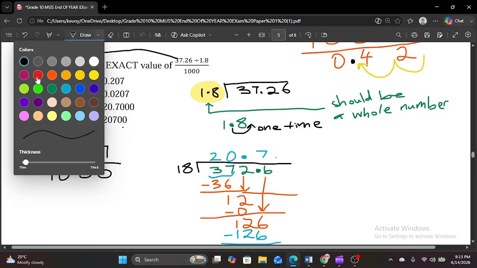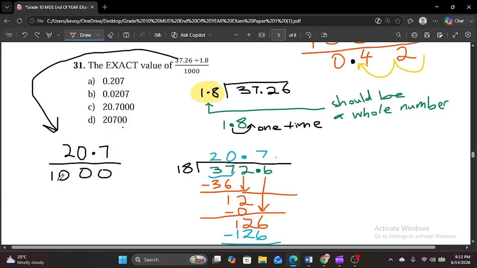All right, so how many zeros are in 1,000? 3 zeros are in 1,000. So because 3 zeros are in 1,000, you're going to move your decimal point 3 times. So 1, 2, 3.